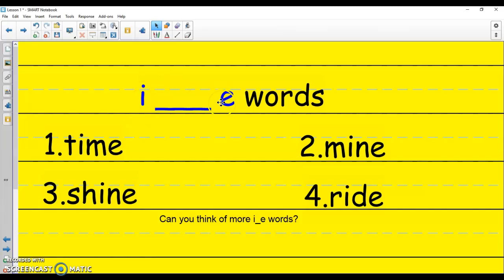Now these are I consonant E words. So again, the magic E says I, says its own name, and the E is quiet. So all the I's in these words are going to say I. Read them. Time, mine, shine, ride. Can you think of more I consonant E words where the I says I and there's a magic E at the end of it?